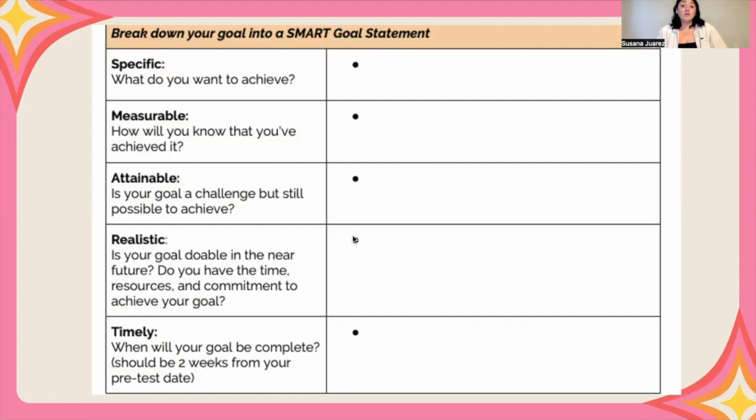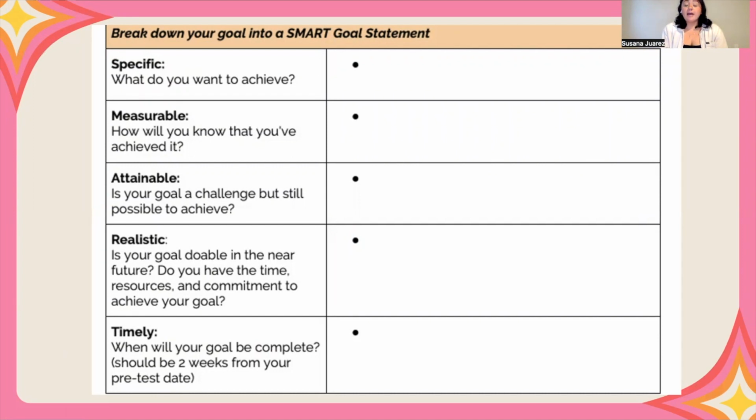So specific, what do you want to achieve? I would fill in, I want to achieve touching my toes. How will you know that you've achieved it? I want you guys to try to be more specific here. I'll know I achieved it by being able to do so comfortably and not feeling an extreme amount of pain when I do it, right? That's the important thing with stretching. We're building up to it.